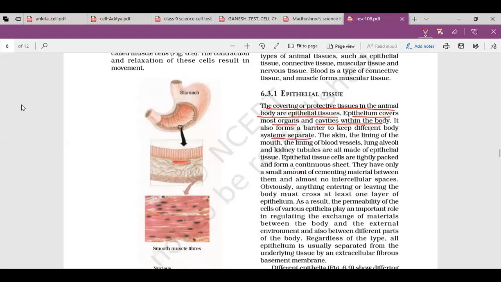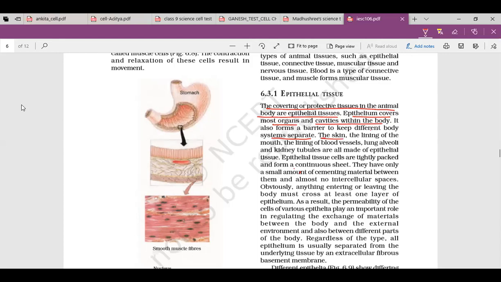Now you have seen in the chest cavity, the heart is present and the lungs are also present at the same position. In between the lungs, on the front side of the left lung, there is the heart. The separation between these two organs is done with the help of epithelial tissue.